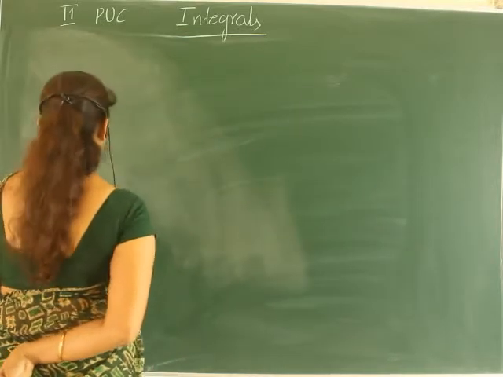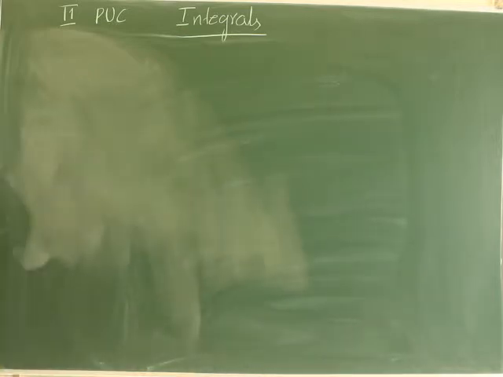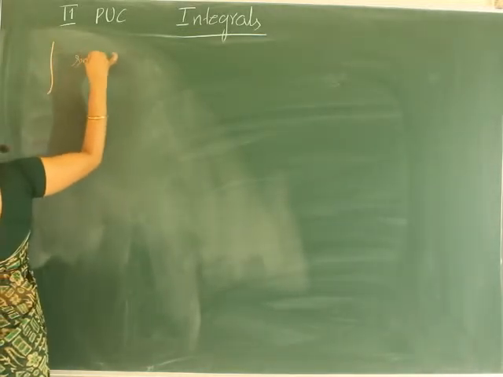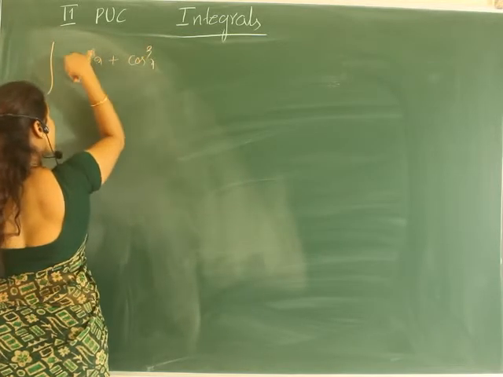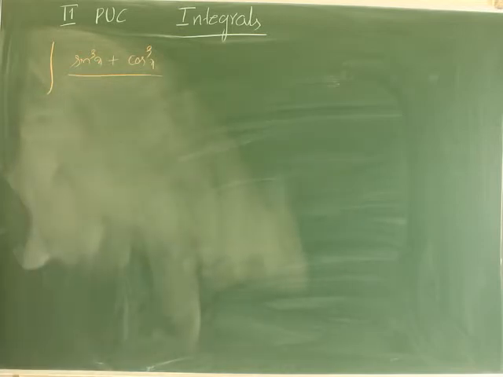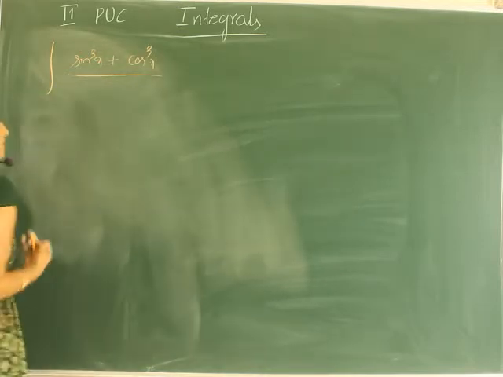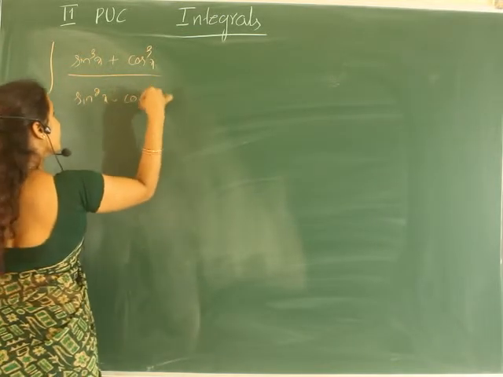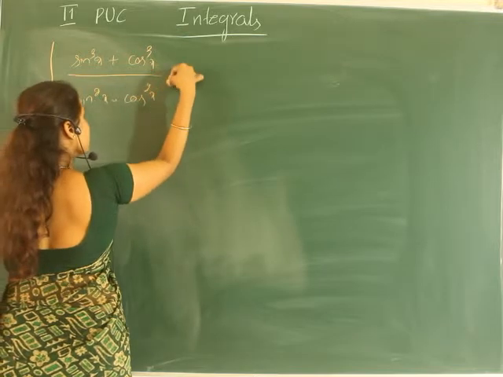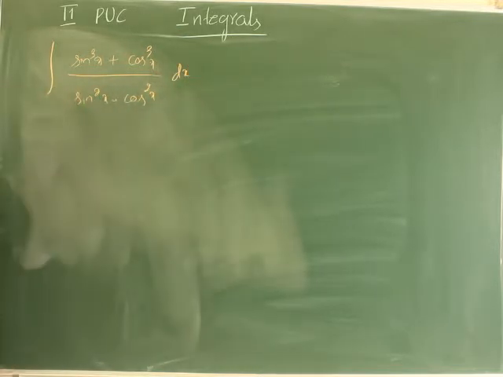So next problem, integral of (sin cube x plus cos cube x) divided by sin square x into cos square x dx. So here what we can do, we can split the integrals up directly.